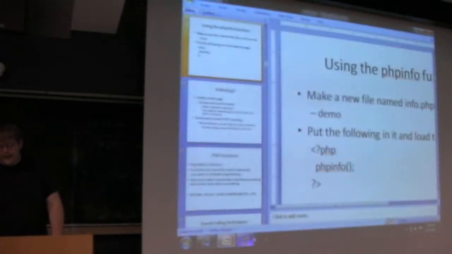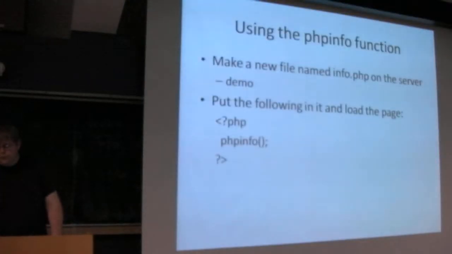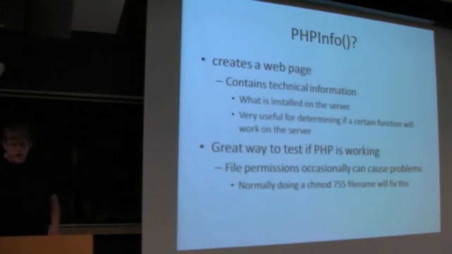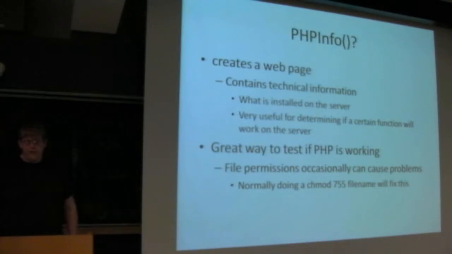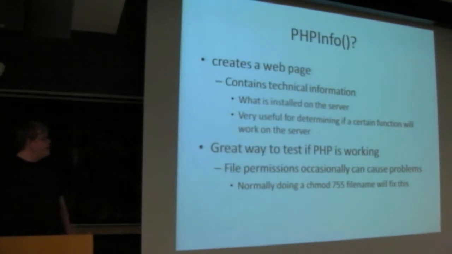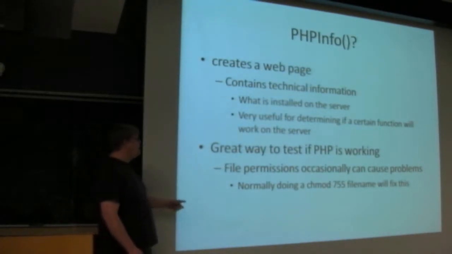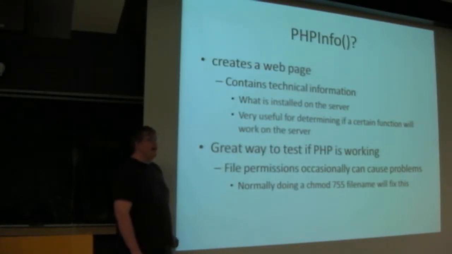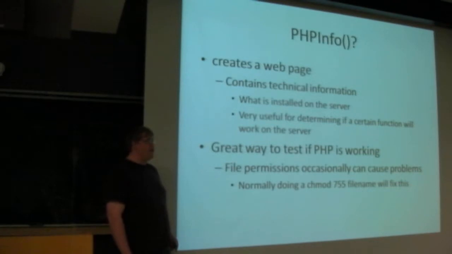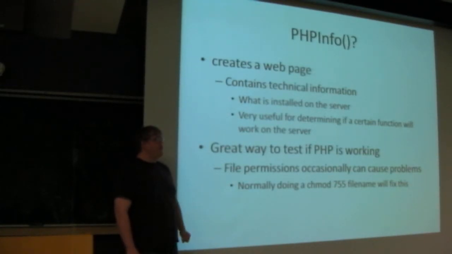So moving on, PHP info creates a web page like we said, and it tells you if PHP is working. Permission note: 755 is typically the permission for most PHP files. On a server like mine where you're running SU-PHP, which runs PHP as a user, 644 is perfectly acceptable.